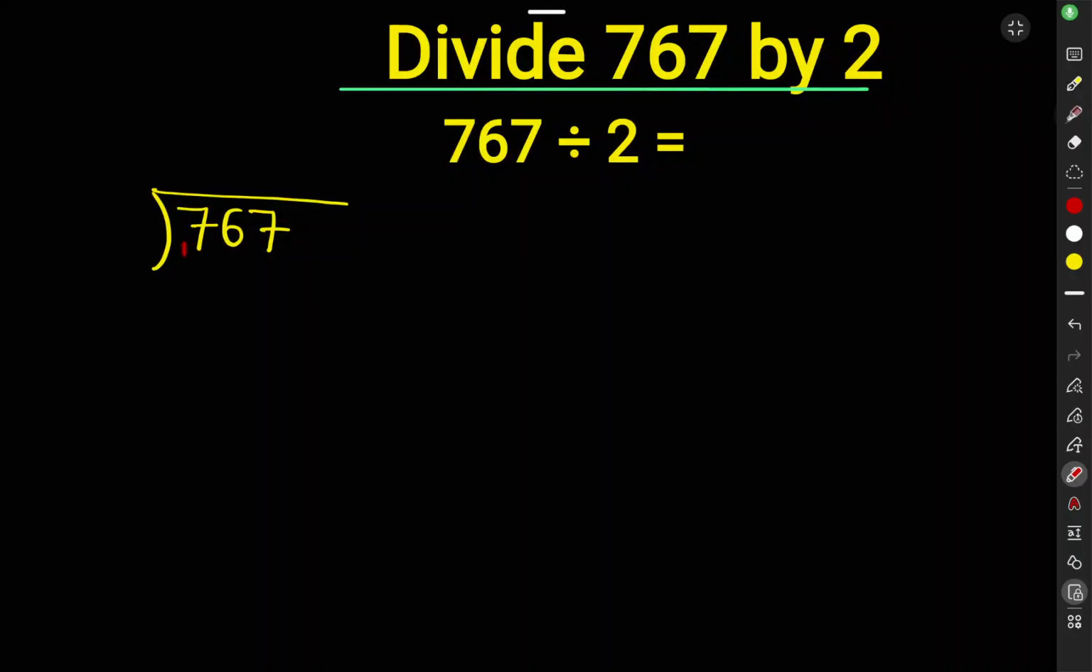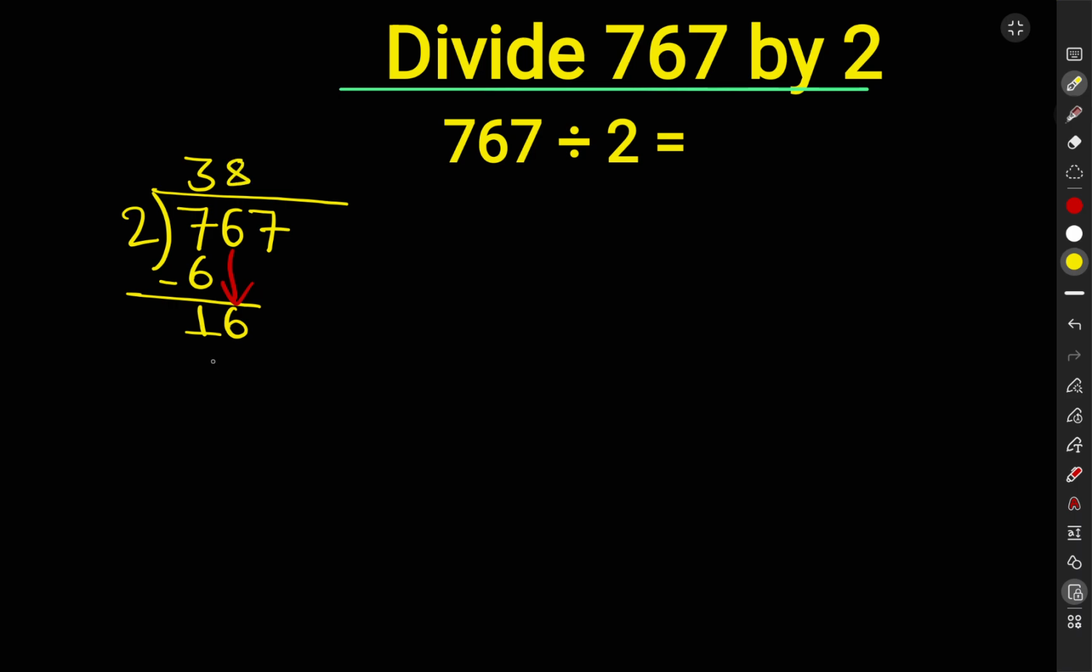We divide 767 by 2 in long division method. So 2 times 3 is 6. On subtracting we get 1. So now we put down this 6 and it is 16.